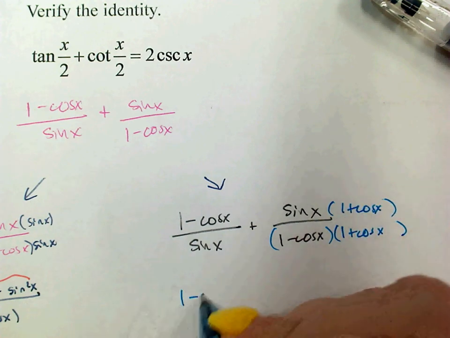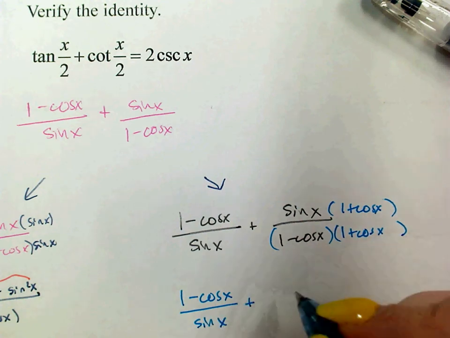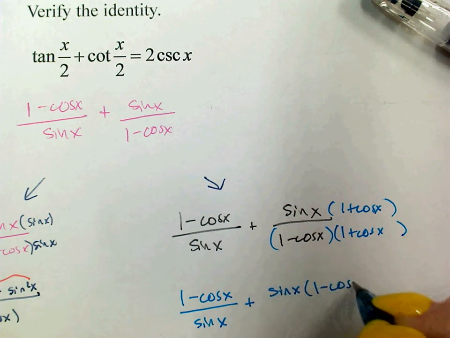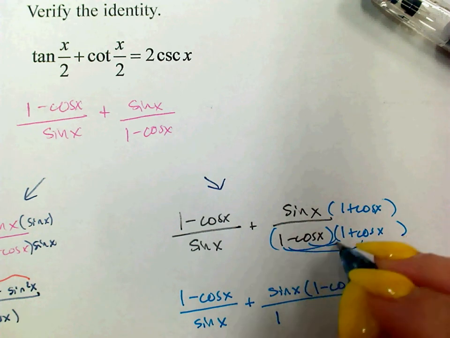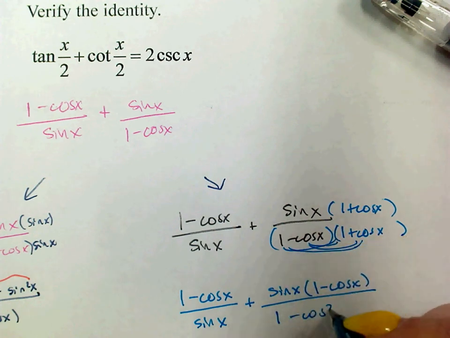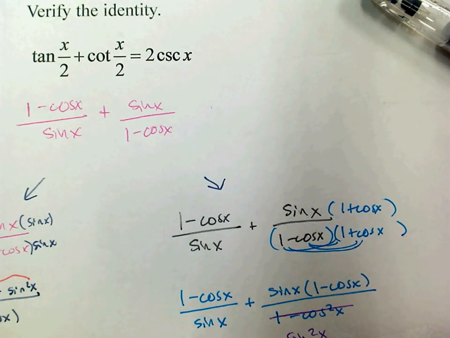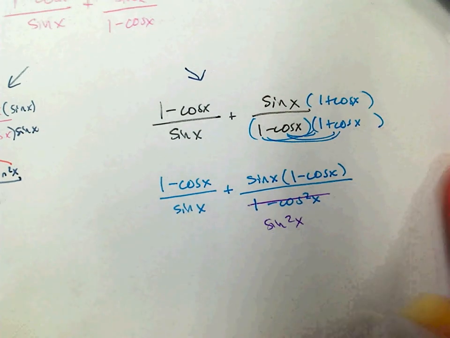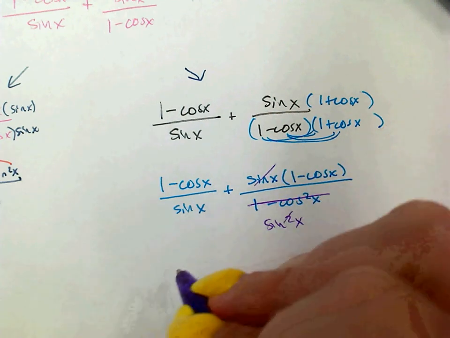So I'm left with 1 minus cosine x over sine x, plus sine, I'm going to go ahead and leave it as this, although I probably should simplify it. This right here multiplied out is 1 plus cosine minus cosine, those go away, and then minus cosine squared. 1 minus cosine squared is sine squared. And one of these sines can go away, so sine divided by sine squared is just one sine in the denominator. So I've got 1 minus cosine over sine plus 1 minus cosine over sine, which is really just two of these.